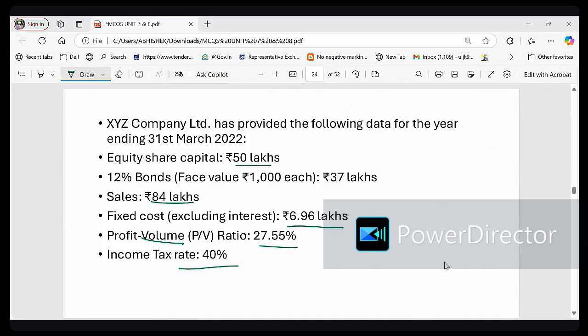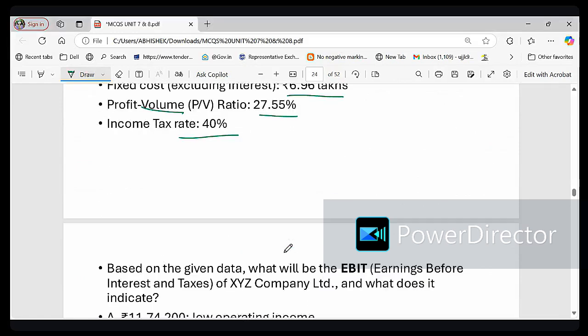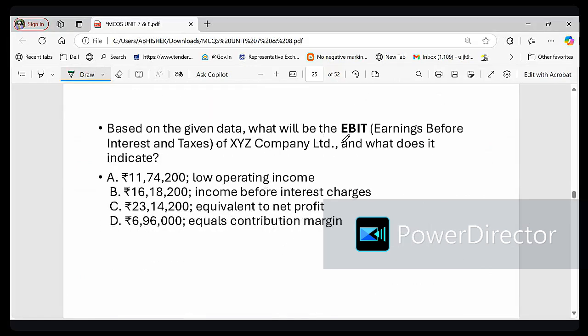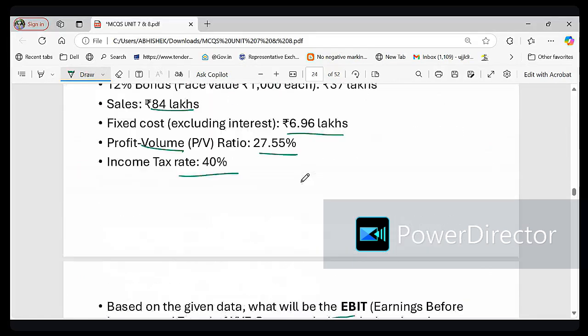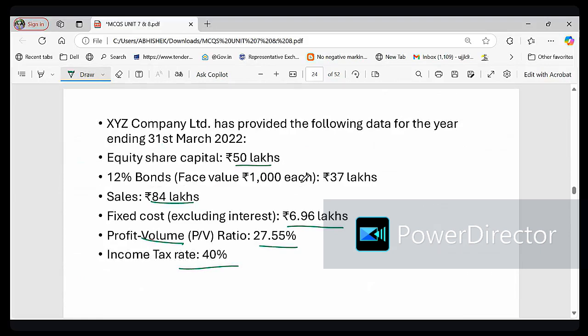Now come back to this question. Listen to this question carefully. This is a very important numerical question. The data has been given, and the question is asking you to calculate the EBIT. You know what is EBIT? Earnings before interest and tax. It is the profit from regular operations before the company pays interest on the loan and before the tax is deducted, right?